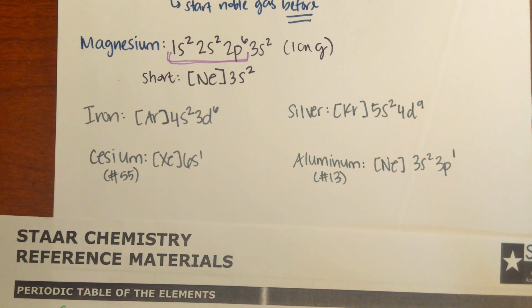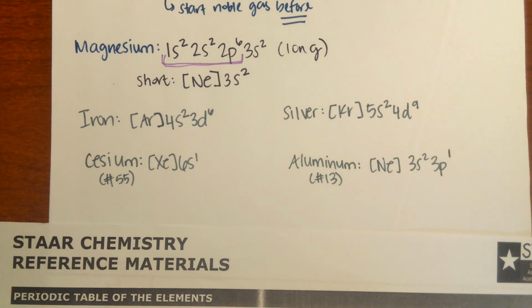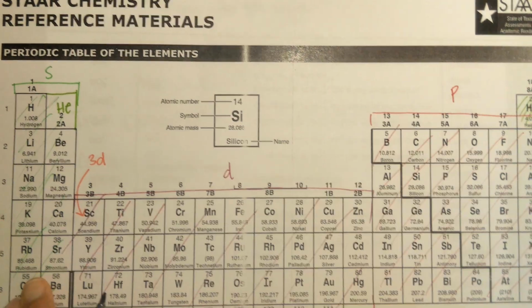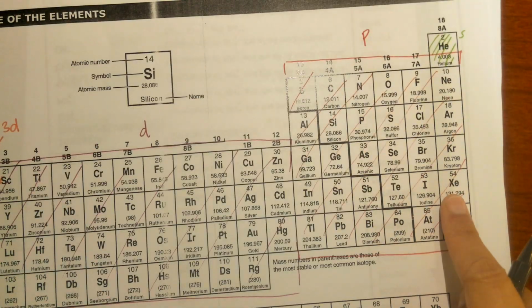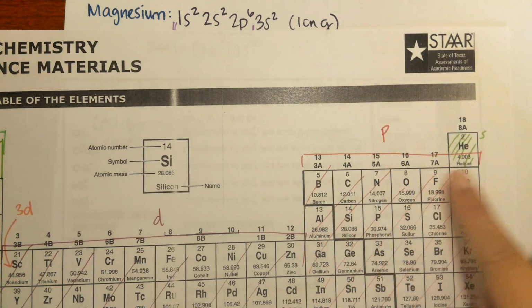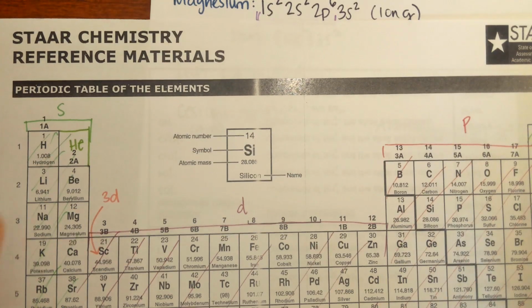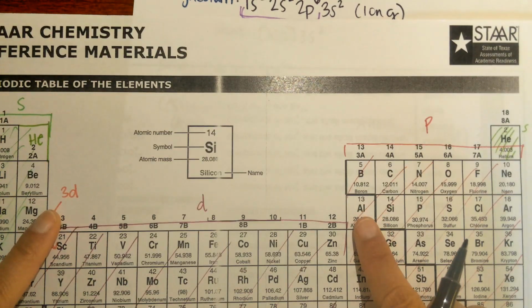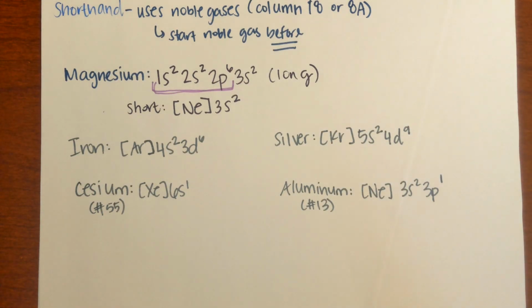Alright, so this is what you should be getting for both of these. For cesium, the noble gas right before, going up all the way to the right, is xenon, and then 6s1. For aluminum, the noble gas before that is neon, and then after that is 3s2, 3p1, because it's the first element in the p block. Alright, so that's pretty much it for shorthand.